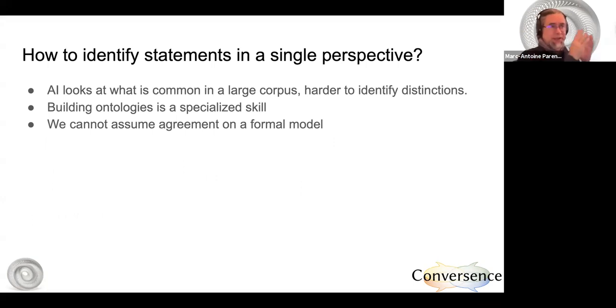So one way is machine learning, but it tends to erase distinctions, and I want to focus on distinctions. The other way to identify distinctions is with ontologies and vocabularies, but that's a specialized skill. And I want this to be more an informal way to establish distinctions. And more important, we cannot assume agreement on a single formal model, especially as I'm looking into the anatomy of claims.